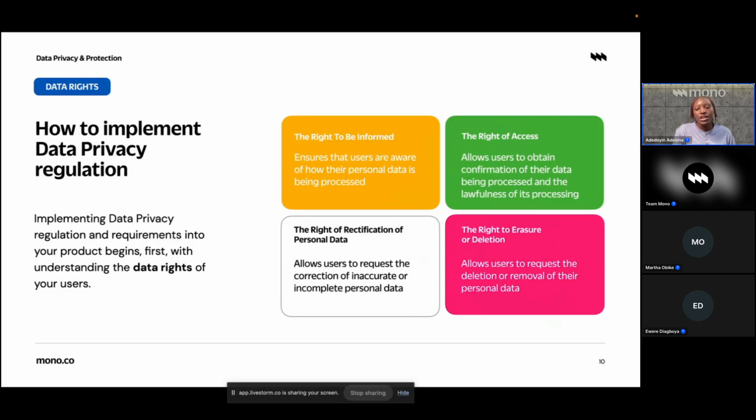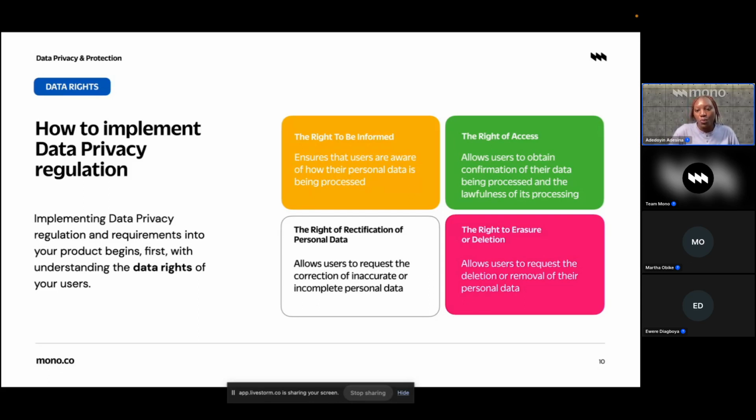All right, so now let's get into the meat of the matter. So how do you implement data privacy regulation for your business and for your customers? Well, the best way for you to do that would be to better understand the rights that your customers have. So for brevity, we would be speaking on four of the rights, but there is a slew of rights that every end user, every customer has.